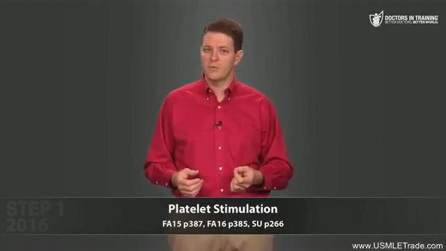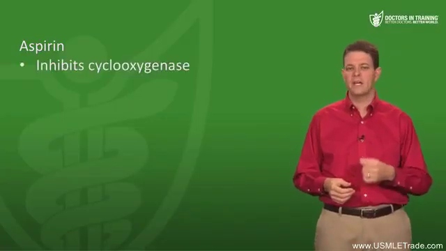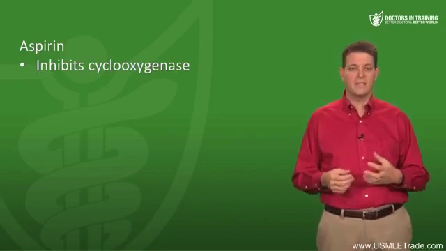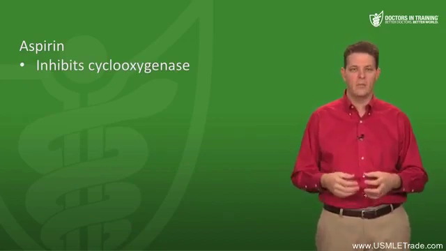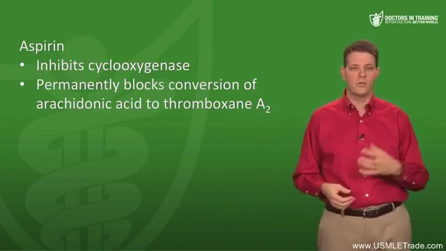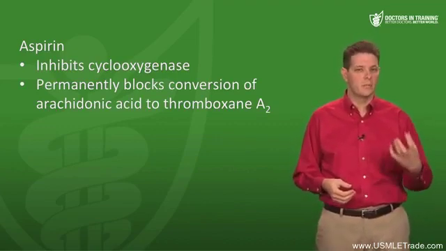And understanding these steps will help you understand the mechanisms of various antiplatelet drugs, which inhibit platelets at different steps in this process. Let's talk about antiplatelet drugs, starting with aspirin. Aspirin is a type of NSAID, so it inhibits cyclooxygenase. Aspirin acetylates both COX-1 and COX-2, so it permanently inhibits them. And that blocks the conversion of arachidonic acid to thromboxane A2. Now we said that thromboxane A2 will stimulate platelet aggregation.